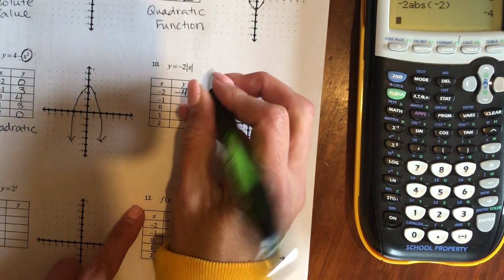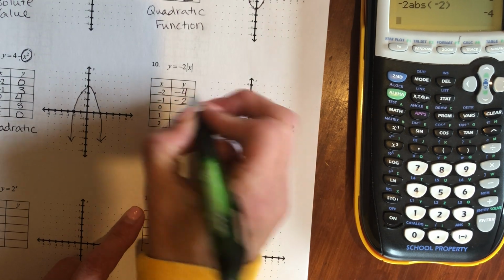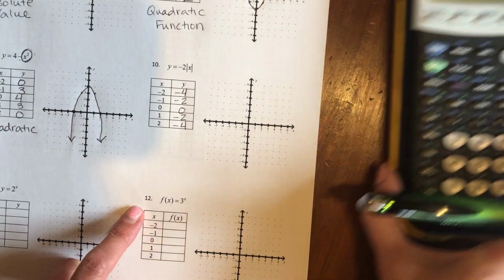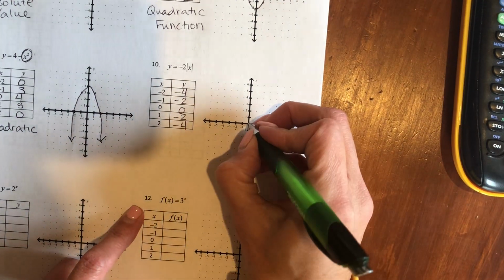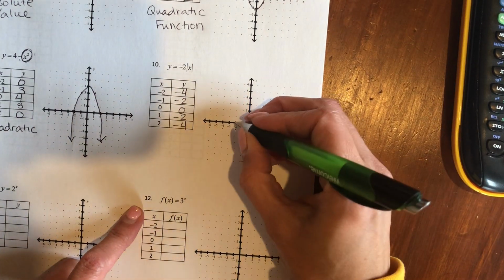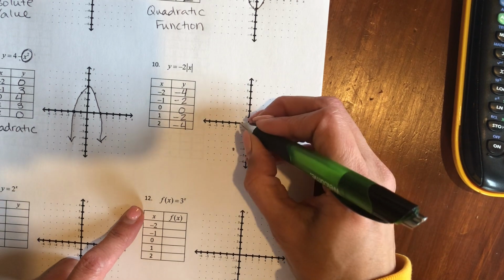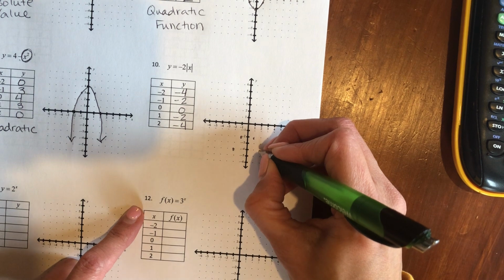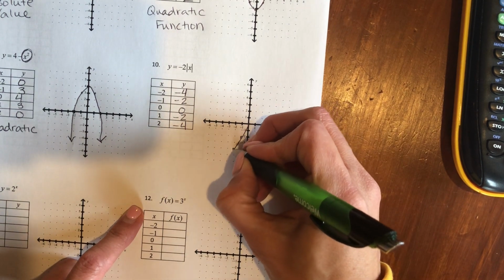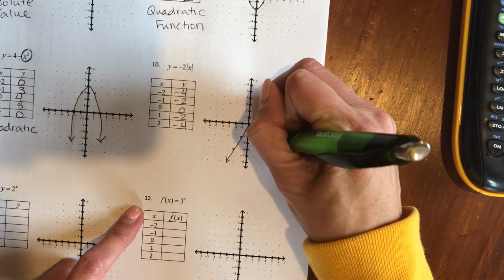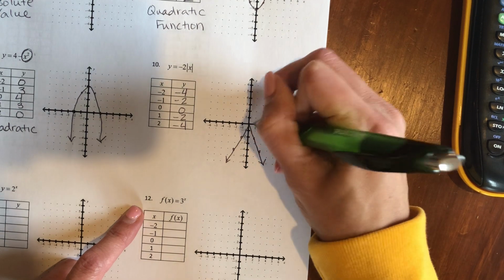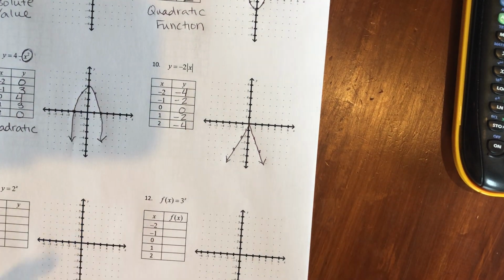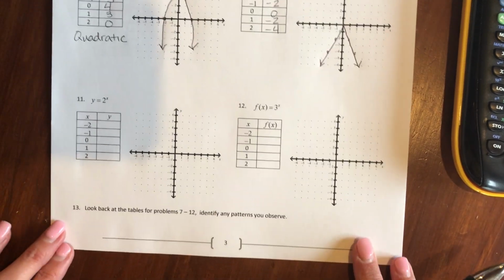Go ahead and fill in the rest here. Pause the video if you want time. Then I'll go ahead and graph it. All right. There is that V shape. It's opening down this time. That's because of the negative. We'll talk about that more later, but it's still that V shape.